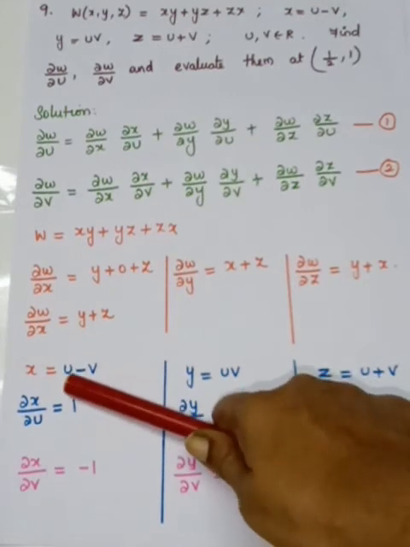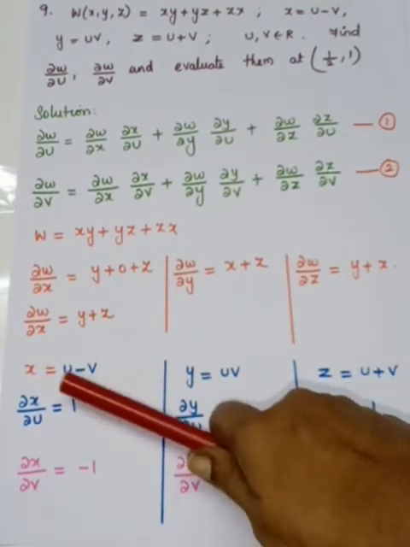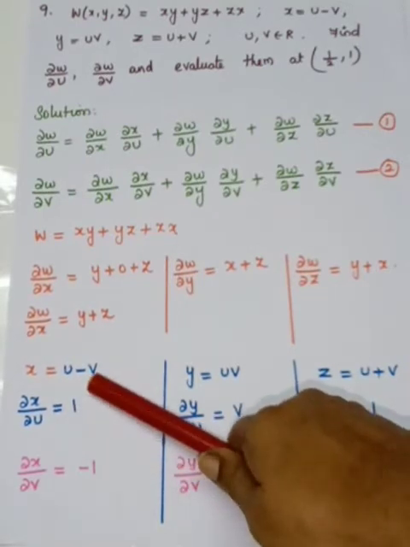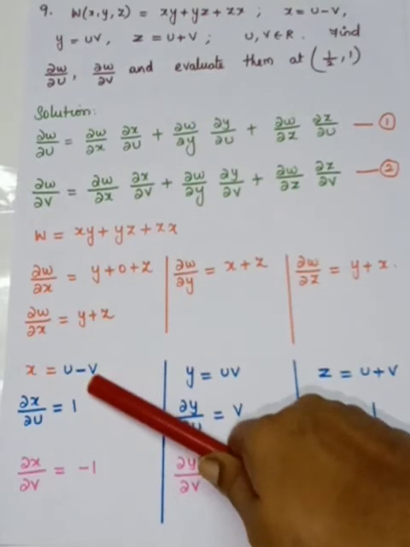Come to the first term. It's a subtraction, isn't it? You have to go to the first term. The differentiation of u with respect to u is 1. And come to the second term, it's a constant, so whose differentiation is 0.